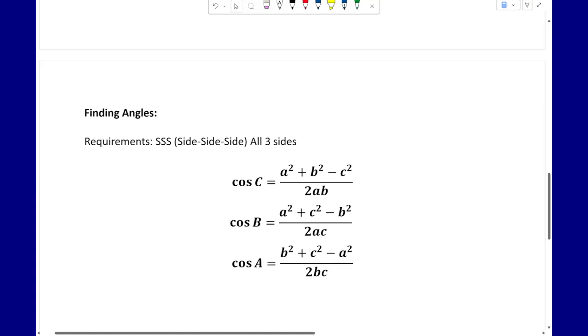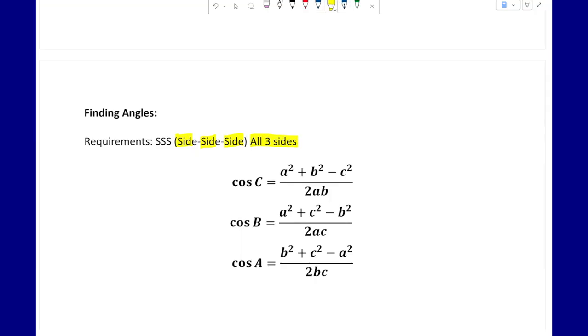When we're finding angles, again, similar, there are certain scenarios or certain information that we have to be given that will indicate that we use cosine law. And when we're finding an angle, we have to be given all three sides, or side, side, side, SSS, however you want to remember it. Now, because we're given all three sides, where we place the information is going to be very important. And again, we do have three different formulas. And they're essentially the same formula again, just with the letters switched around, right?